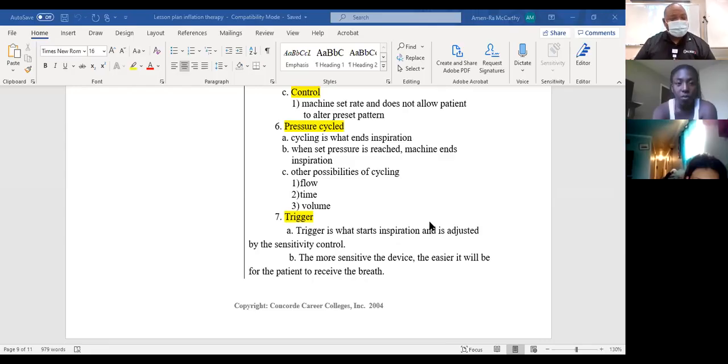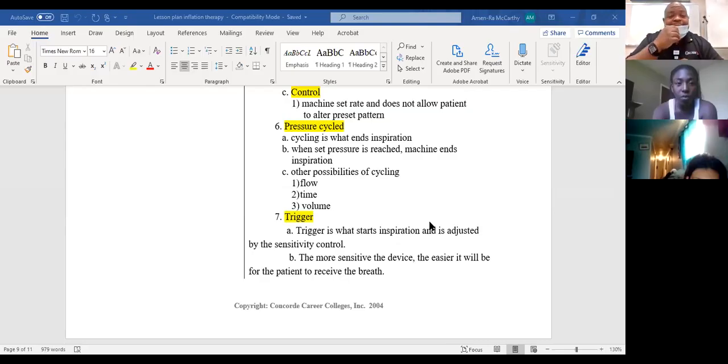Most of them are pressure cycled because we put the pressure in, we want to deliver a set pressure, and we don't want to go too high because we may cause barotrauma, pneumothorax, any kind of problem, right? So we want to know how much pressure we're putting in those lungs. So most of the time, IPPB machines are pressure cycled. That means it ends when the pressure is reached.